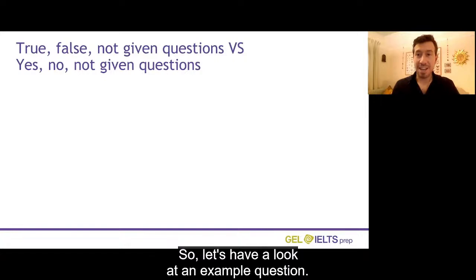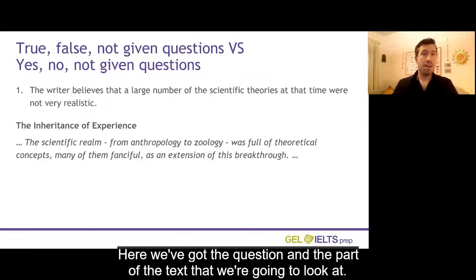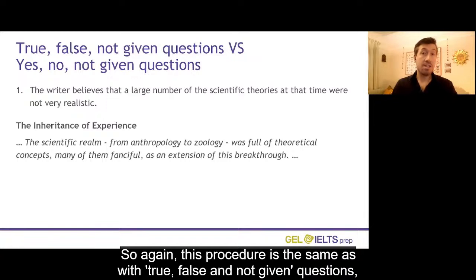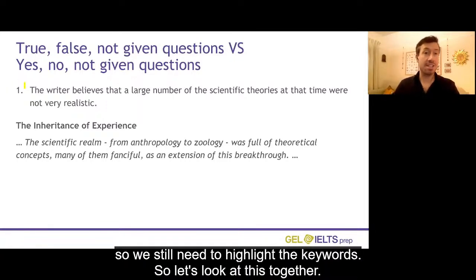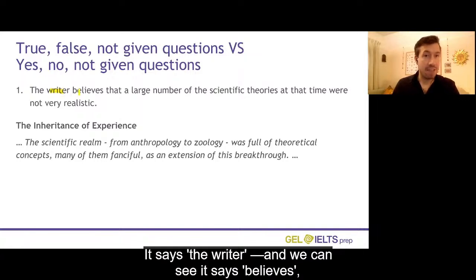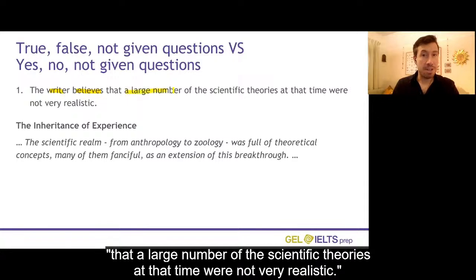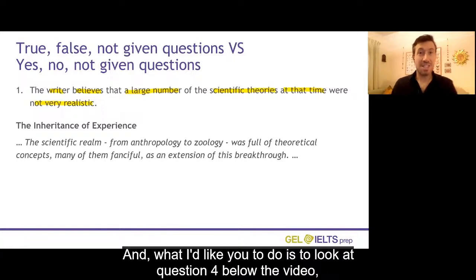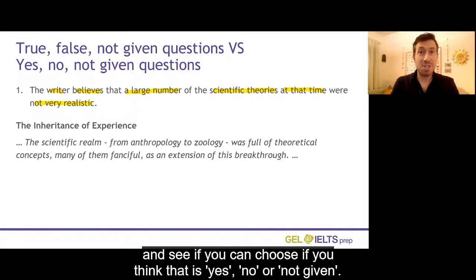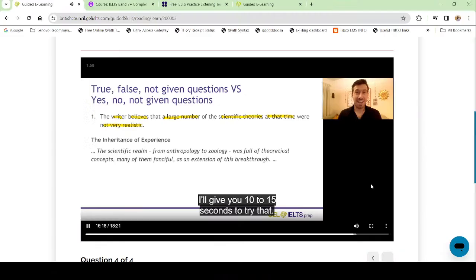So let's have a look at an example question. Well, here we've got the question and the part of the text that we're going to look at. So again, this procedure is the same as with true, false, and not given questions. So we still need to highlight the keywords. So let's look at this together. It says the writer, and we can see it says believes. So there's one of those opinion verbs, that a large number of the scientific theories at that time were not very realistic. And what I'd like you to do is to look at question 4 below the video and see if you can choose if you think that is yes, no, or not given. I'll give you 10 to 15 seconds to try that.